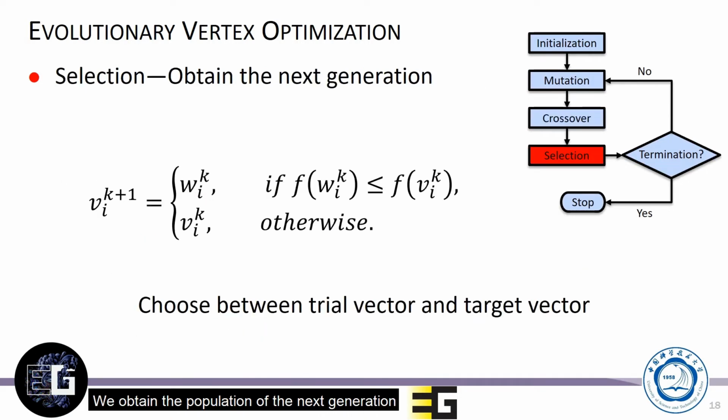We obtain the population of the next generation by choosing between the trial vector and the target vector according to the value of the objective function. We select the one with a lower objective function value in each iteration. As our problem is a minimization problem, the selected population will never lead to worse performance.